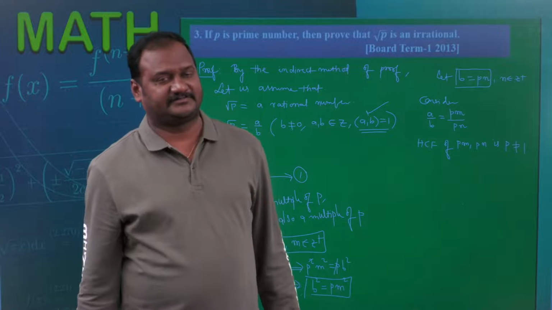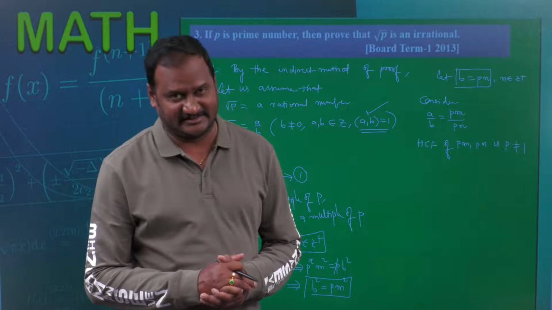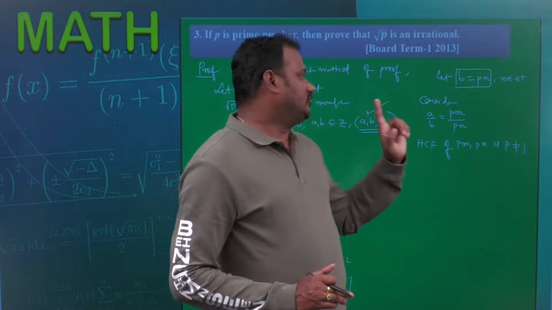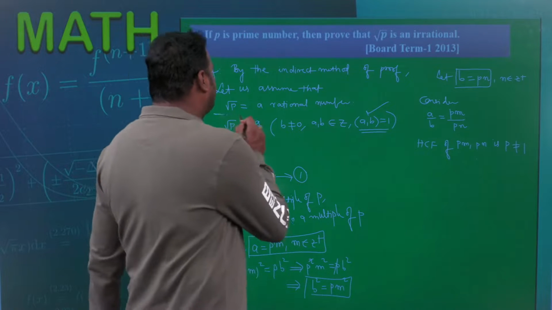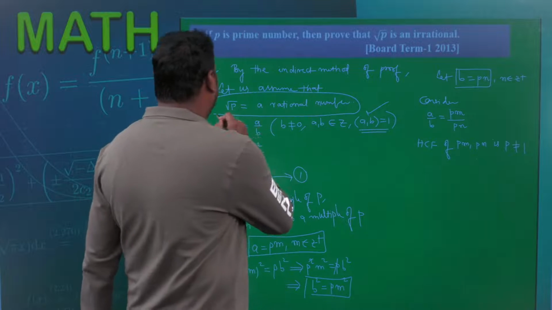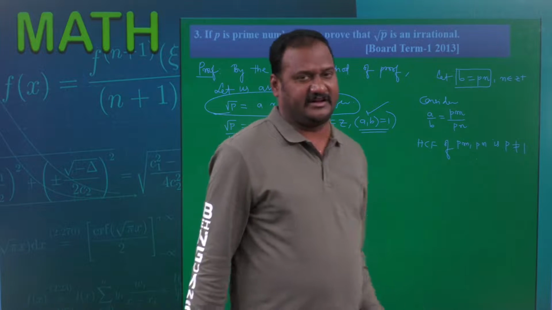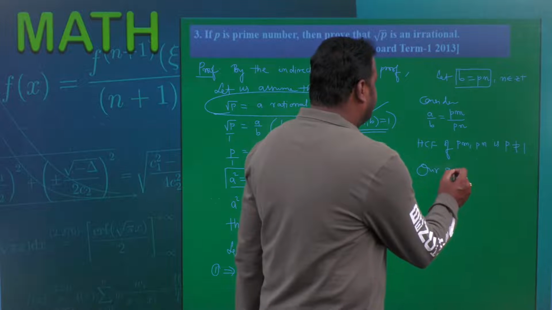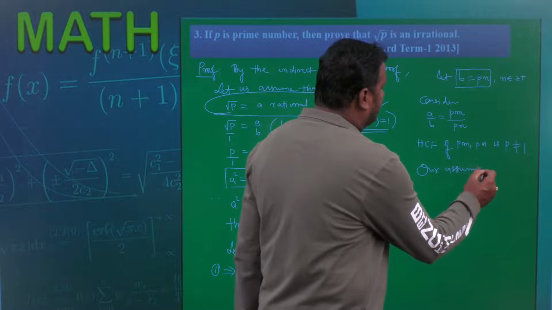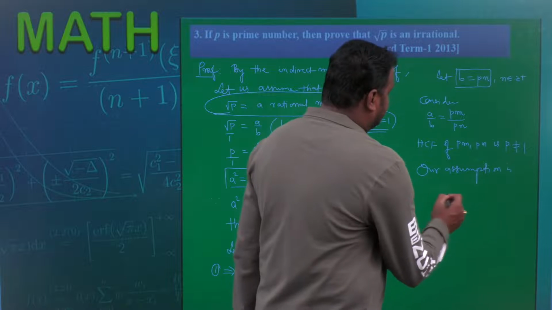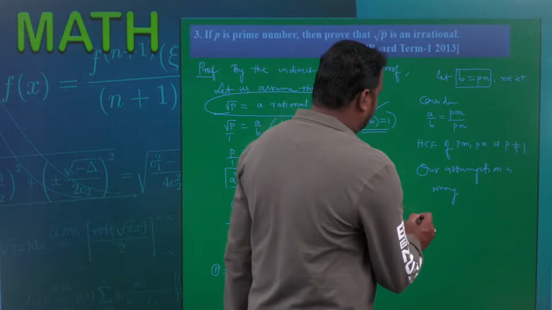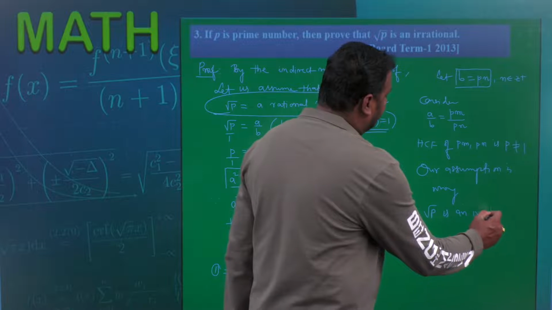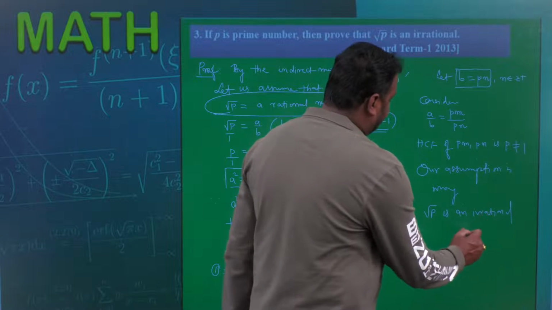So what does it mean? It is a contradiction. So this contradiction is only due to our assumption. You have assumed that root p is equal to a rational number. Just because of this assumption, we arrive at a contradiction. Therefore, our assumption is wrong. Since our assumption is wrong, therefore, root p is an irrational number.